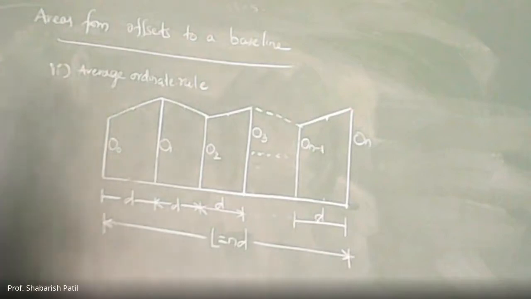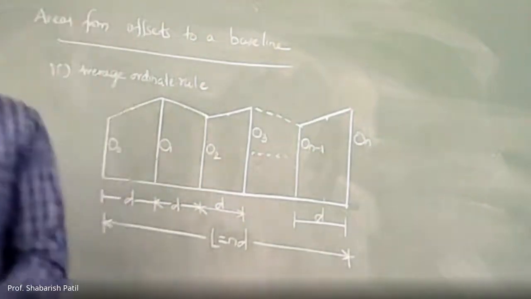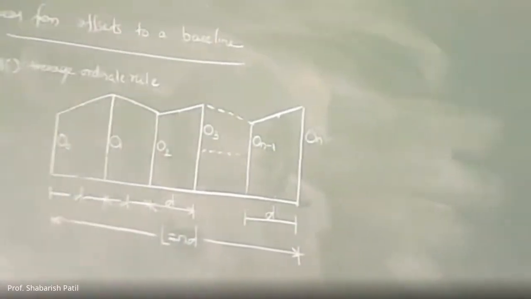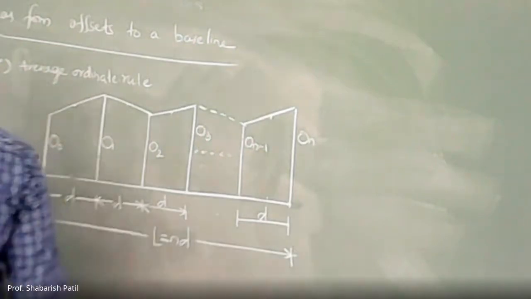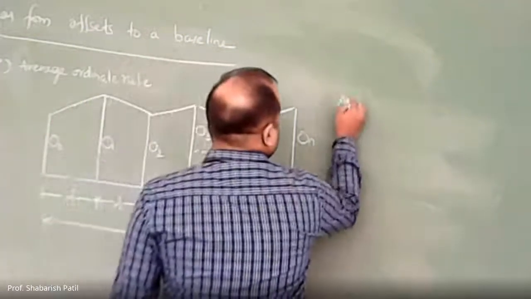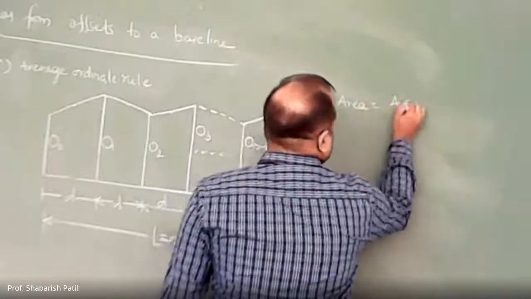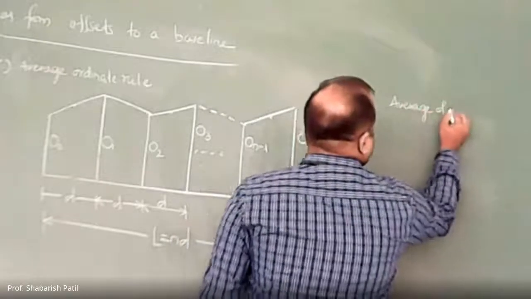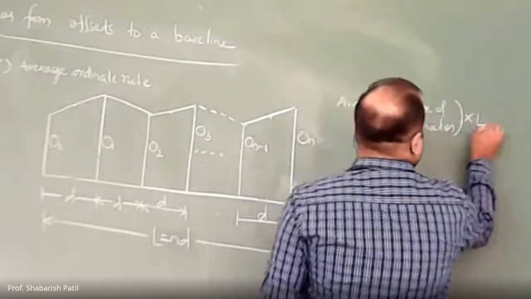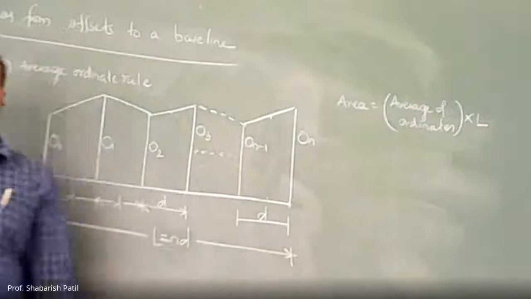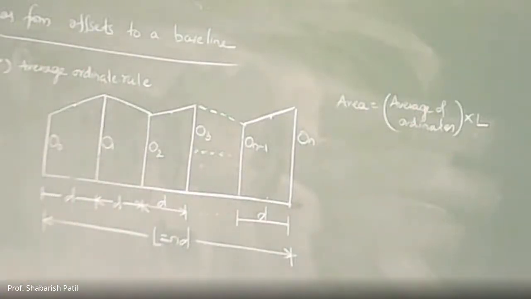Okay, and in this case, your area is equals to average of ordinates multiplied by length. Okay, area is average of ordinates multiplied by length.